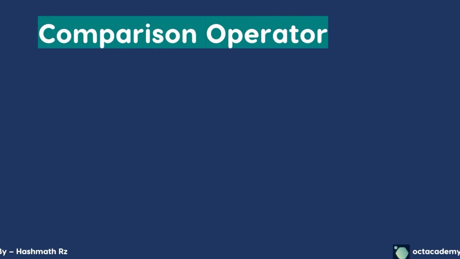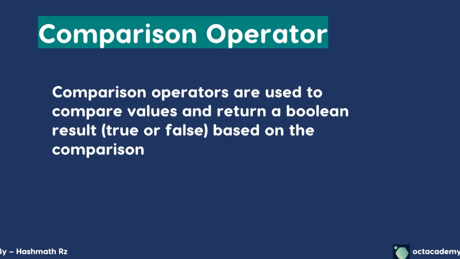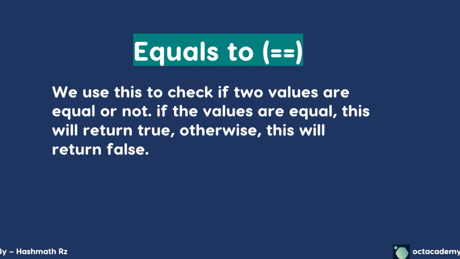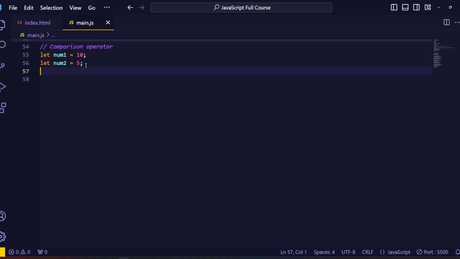Alright, let's learn about comparison operators. So guys, comparison operators are used to compare values and return a boolean result, true or false, based on the comparison. In JavaScript, we have a few comparison operators. So let's look at them one by one. The first comparison operator is equals to, and the symbol is double equal signs. So guys, we use this to check if two values are equal or not. If the values are equal, this will return true, otherwise this will return false. Very simple. So let's look at an example.